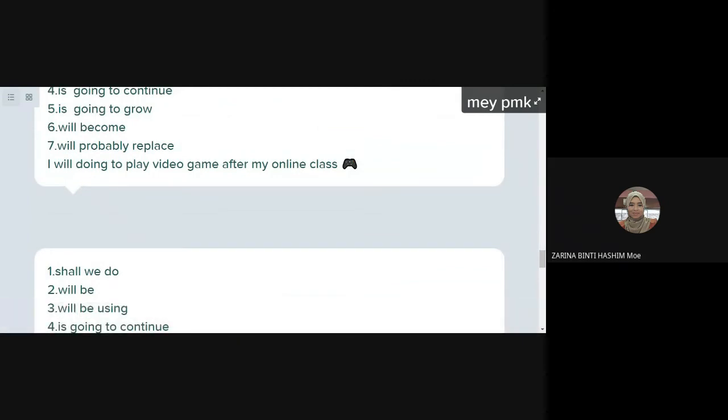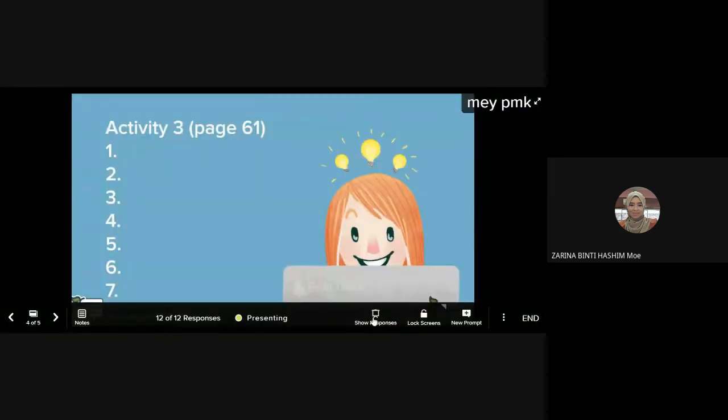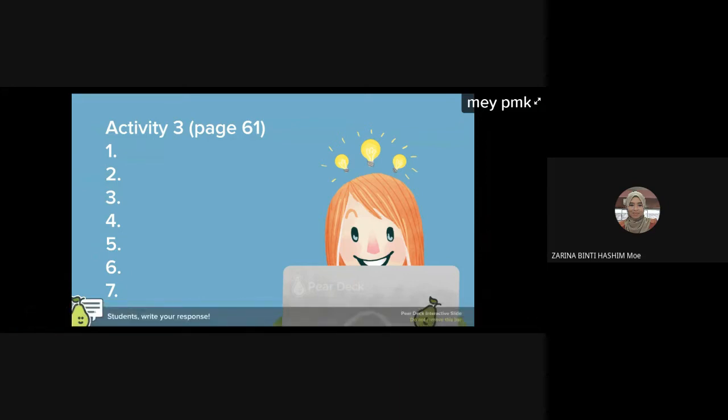I am going to play video game after my online class. Okay. So now let us look at our next activity. Let's look at page 63, everyone. Page 63, which is still on future, but we have three more to learn about future.